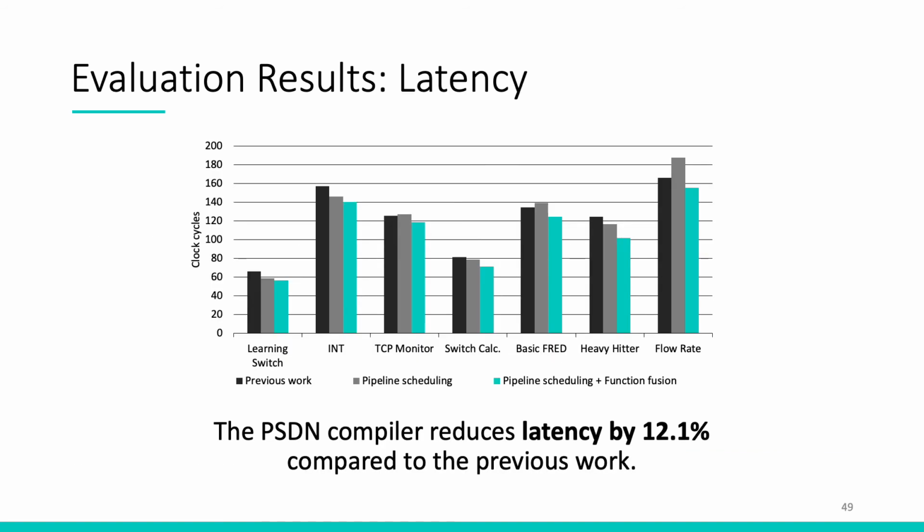Compared to the previous work, the pipeline scheduling with function fusion reduces the latency by 12.1% in a geometric mean. Here, function level pipeline scheduling does not reduce latencies of some benchmarks compared to the previous work, because the three P4 programs have less parallelizable functions than the other programs. By applying function fusion that merges adjacent functions, the compiler reduces the number of action functions and synchronization overheads, exposing performance improvement of function level parallelization.